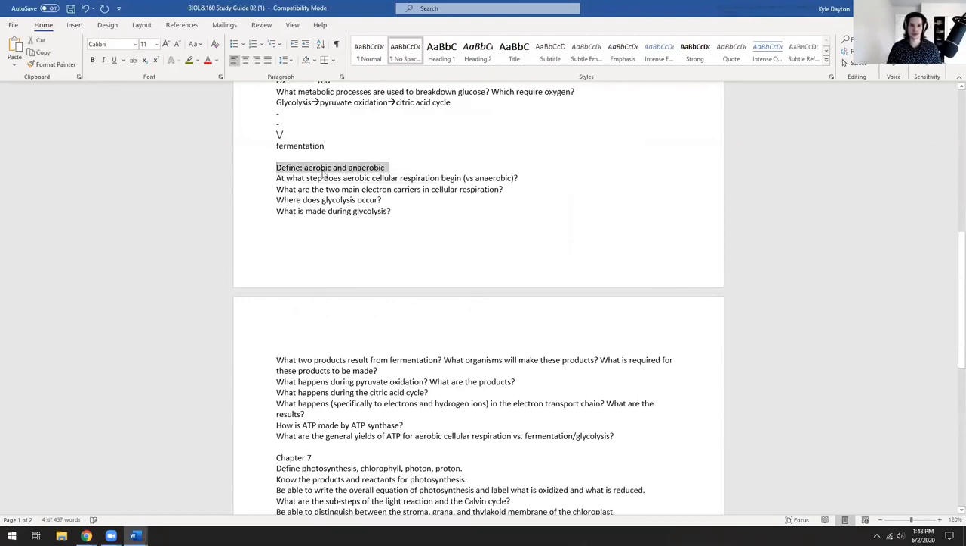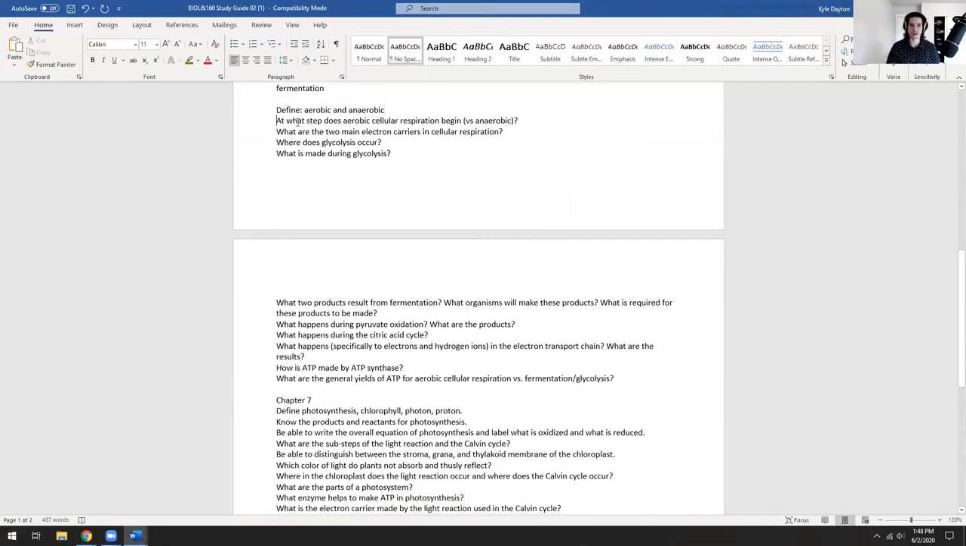Define aerobic and anaerobic. I think that's on the test. Aerobic means with oxygen. Anaerobic means without oxygen. A lot of this stuff was on the Kahoot as well.